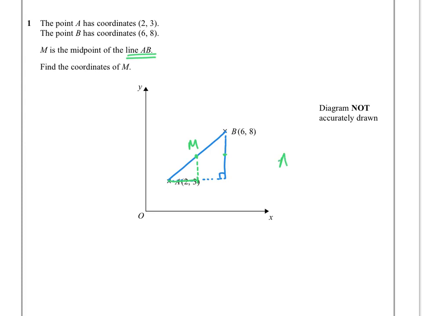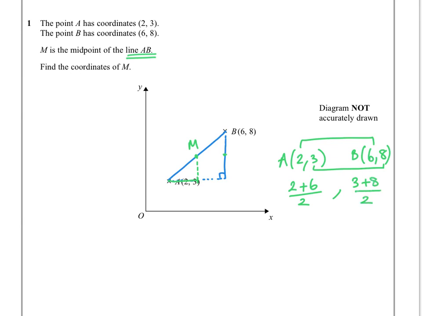So if we know that A is 2, 3 and B is 6, 8, a good way of doing that, that works every time, is to do the average of the x ordinate. So that's 2 plus 6 halved, and then to do the average of the y ordinate, which is 3 plus 8 halved. Now let's see if that works. Well, 2 plus 6 is 8 divided by 2 is 4, and 3 plus 8 is 11 divided by 2, we'll just call it 11 over 2. So I'm saying that will be the midpoint.